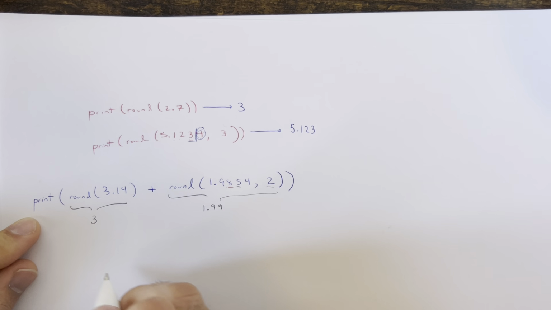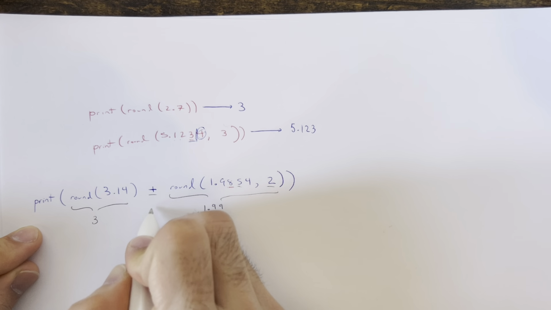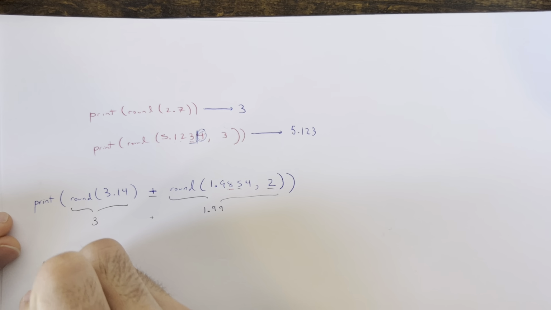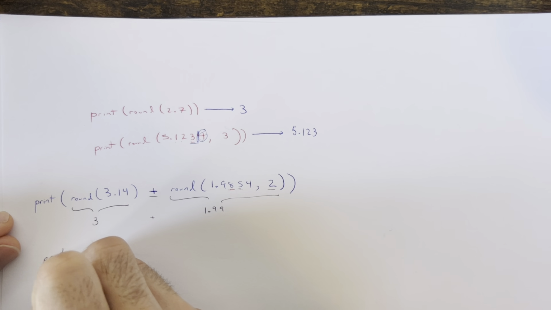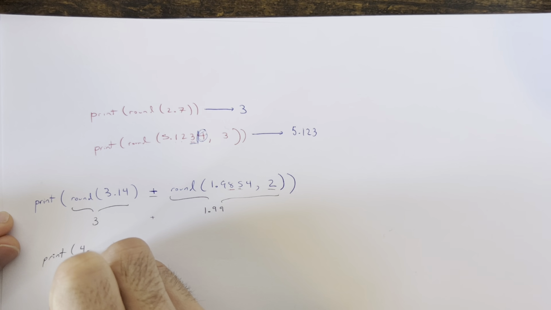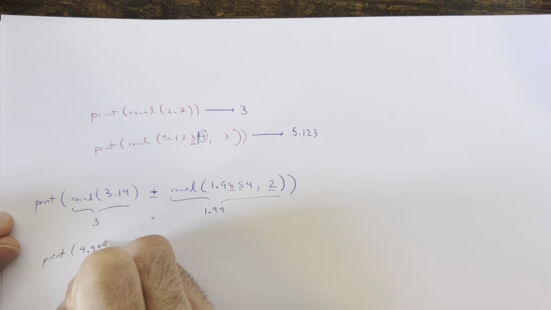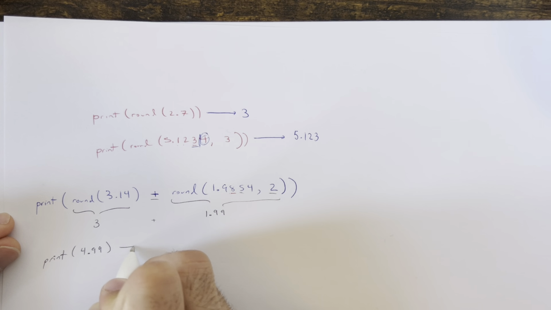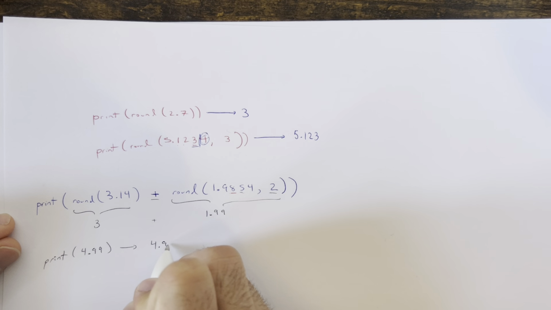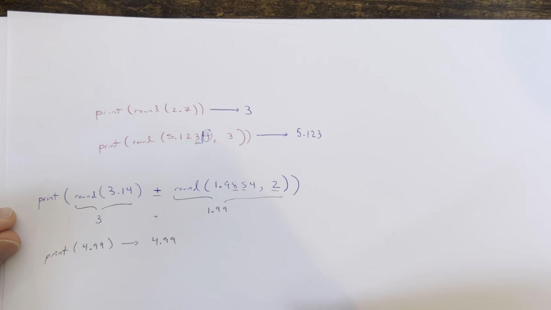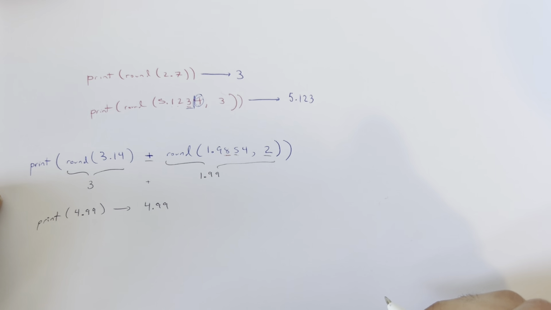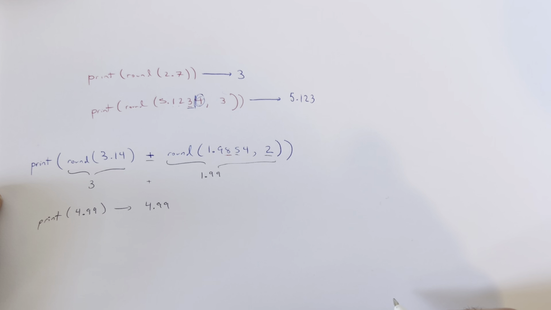1.99. So 3 plus 1.99. What do we get when we do that? 4.99. So print 4.99, and that's our answer. 4.99 is what gets printed. So I hope this video was helpful in understanding the round function.